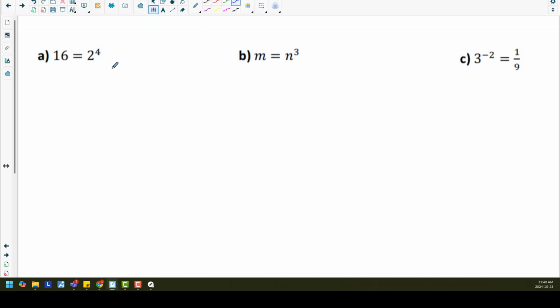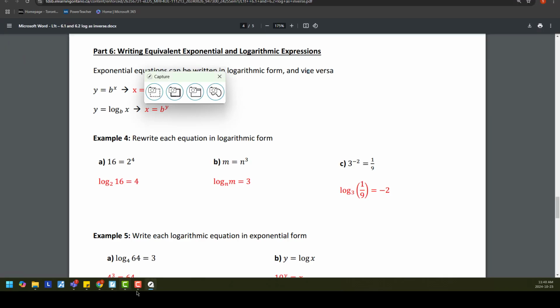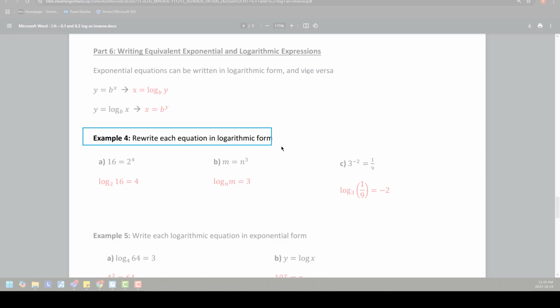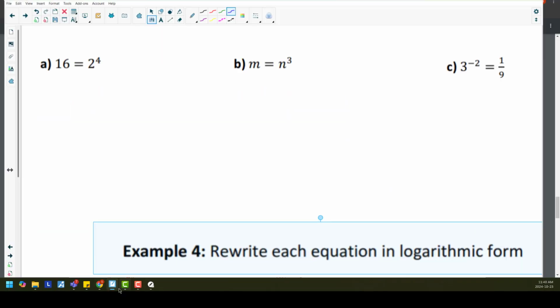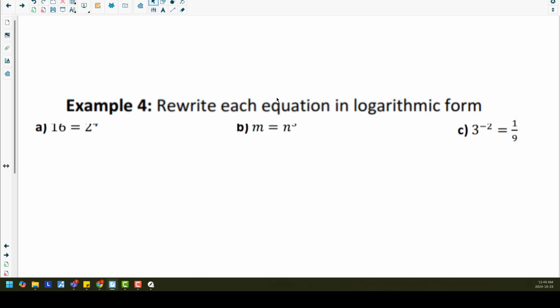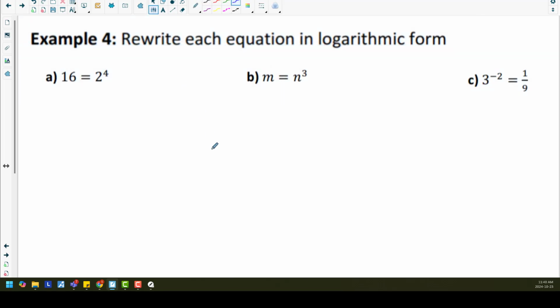Let's see, we have 16 equals 2 to the power of 4. And the question is asking us to write it in terms of the log form. So take the log of both sides. And remember, we want to take the log of base value 2. Why 2? Because that's my base value. We're trying to keep the base value the same. So in exponential form, what's my base number? It's 2. It's 2 that's being raised to the power of 4, right? So my base value is 2. So I'm going to take log base 2 on both sides.